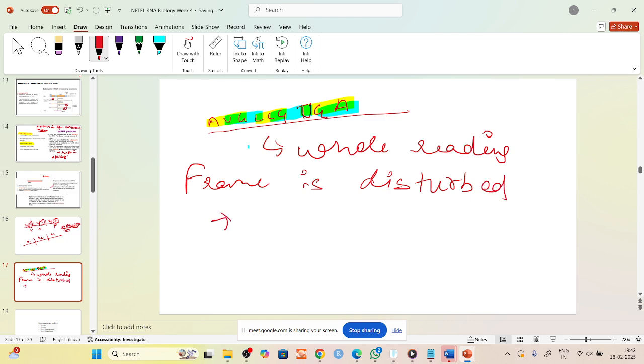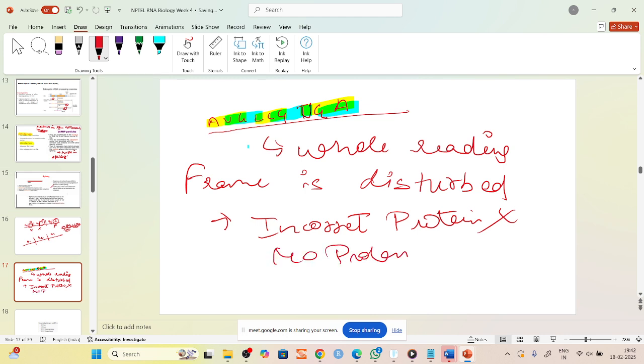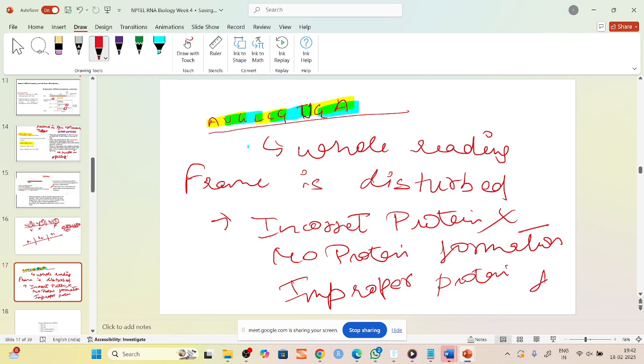And ultimately it will lead to incorrect protein formation. It can also lead to improper protein folding. Therefore, the splicing mechanism has to be very accurate. It has to be very precise so that the reading frame is maintained.